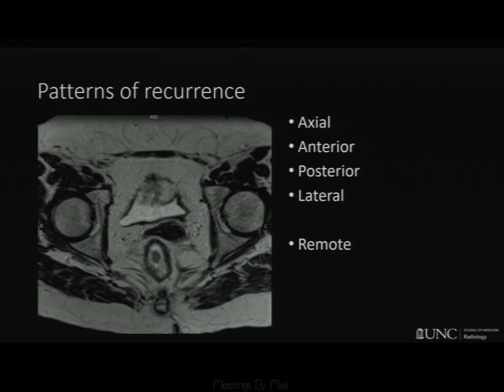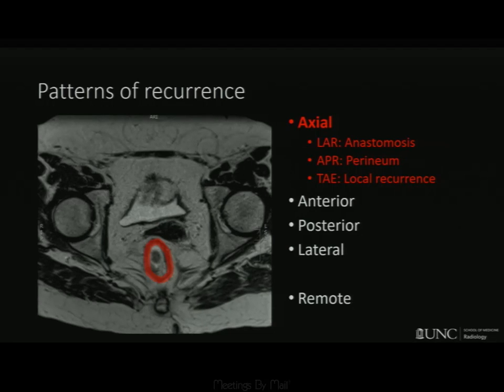It doesn't only occur in one compartment, but this is generally how it's categorized. So your axial recurrence is going to be along the expected course of the rectum, or if the rectum is resected, in the perineum. So your patients who have had an LAR, this most often occurs at the anastomosis. Your patients post-APR, in the perineum. And for your TAE patients, this is usually a local recurrence.